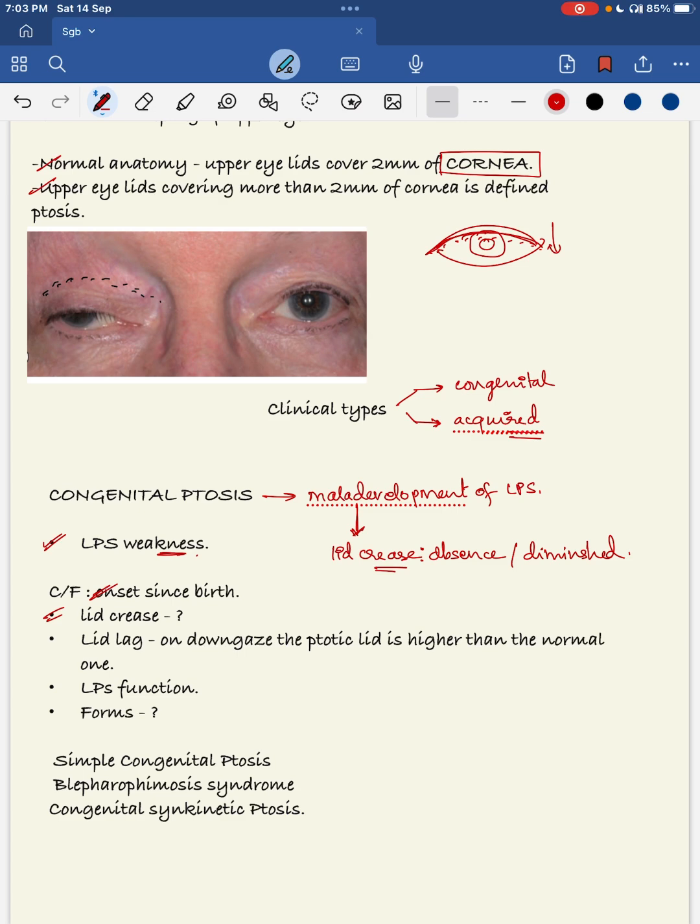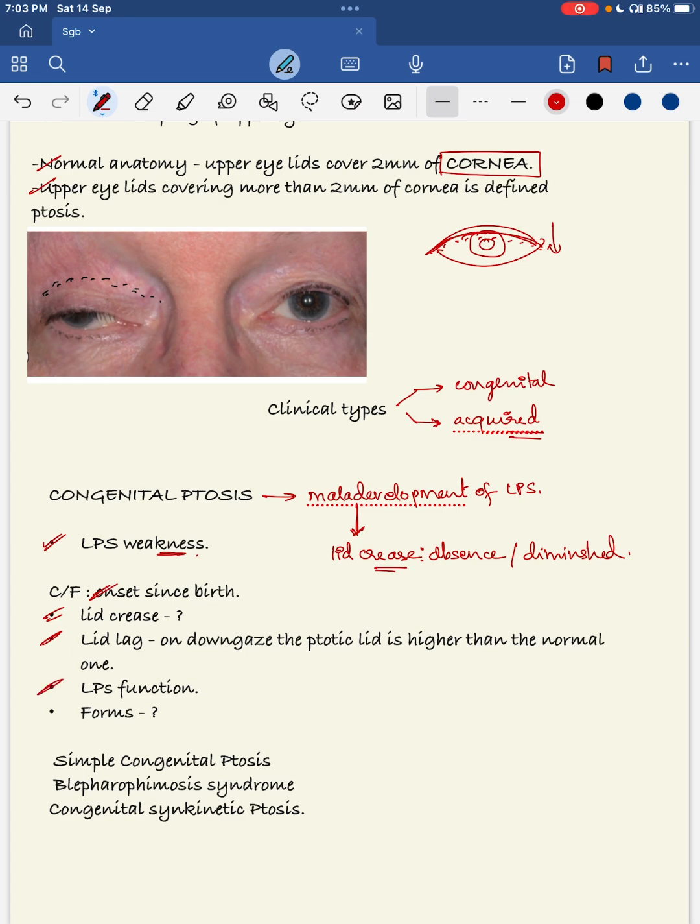whereas in acquired ptosis, the ptotic eye will be lower than the normal eye. Important differentiating point when it comes to approach to a patient. Next, LPS function. Again, LPS function will be deranged in congenital ptosis because, as we already discussed, this is due to the maldevelopment of LPS muscle.